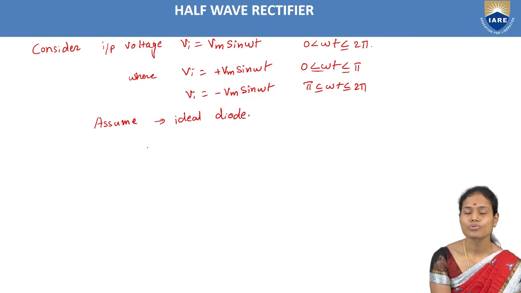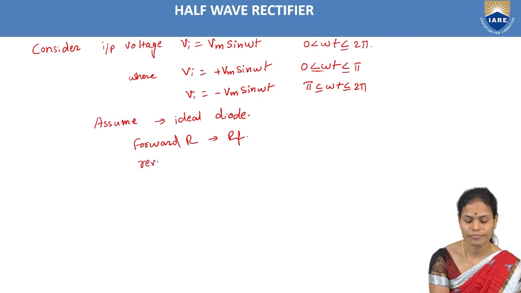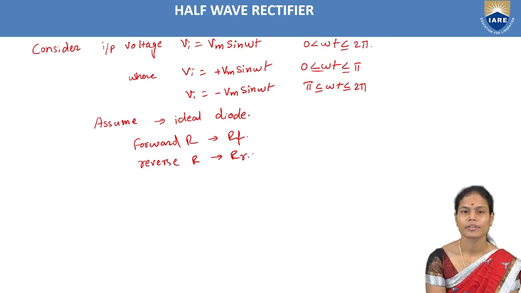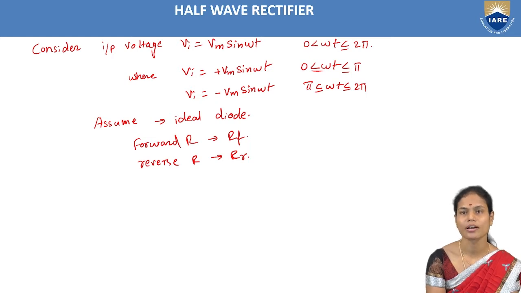Ideal diode. So once the diode is ideal, I am taking the forward resistance of the diode in the forward direction as RF, as well as the reverse resistance of the diode, once it is in the off state or reverse bias condition, as RR. So the forward resistance is RF and the reverse resistance is RR.